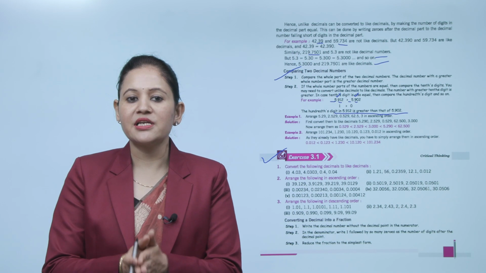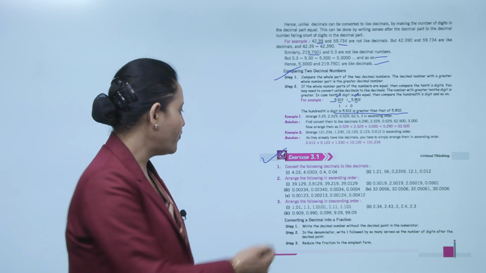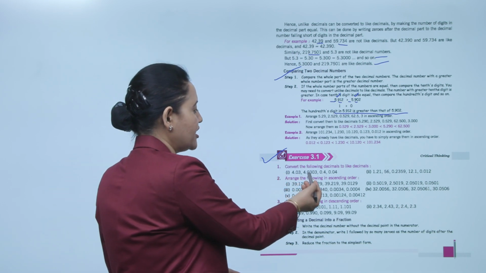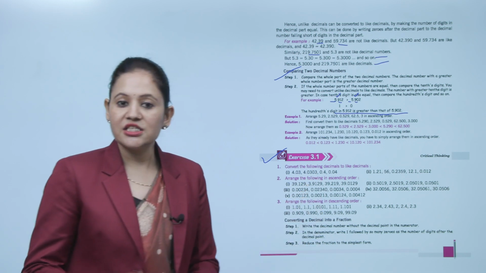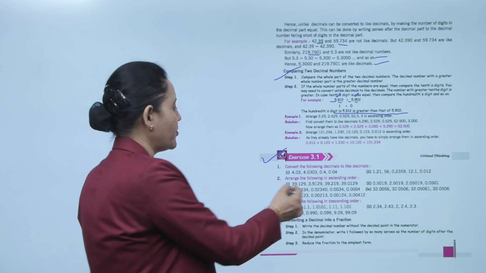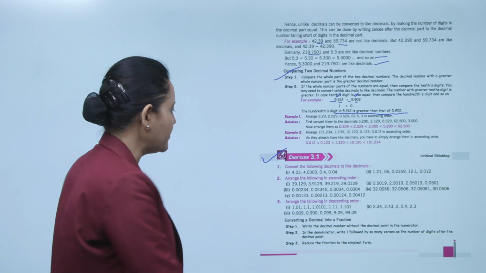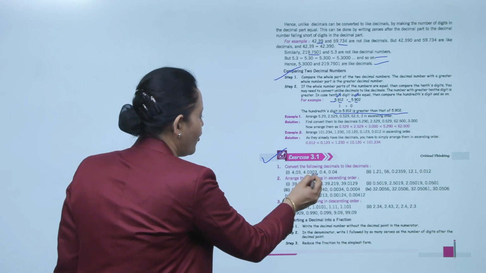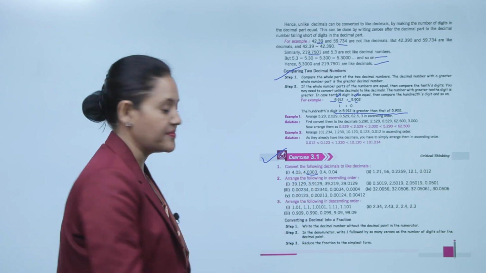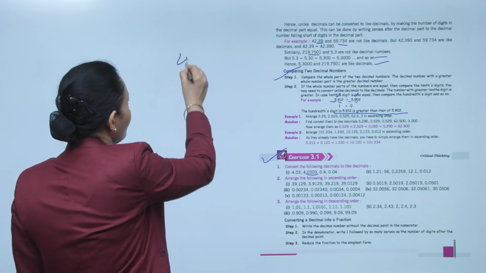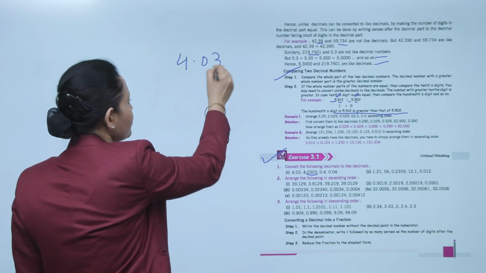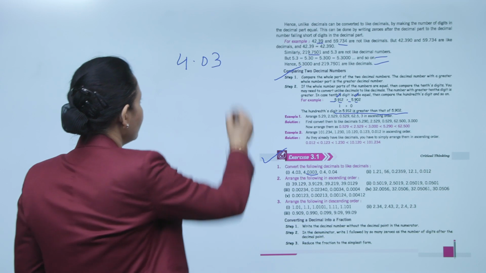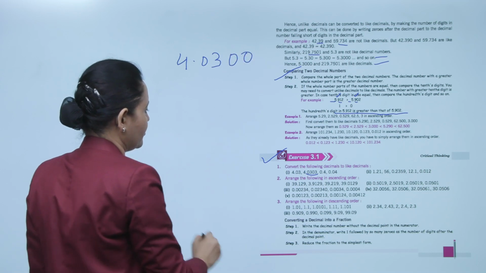Convert the following decimals into like decimals. So 4.03, 4.0303, 0.4 and 0.04. The maximum is 4 digits after the decimal. So first, 4.03. There are 2 digits, so we'll put 2 more 0s.